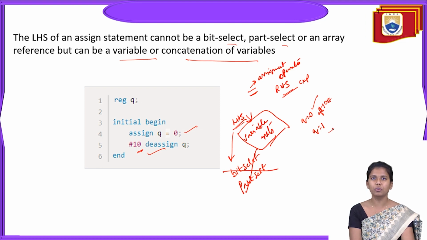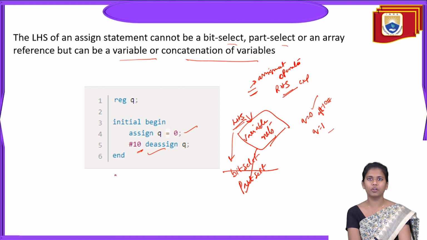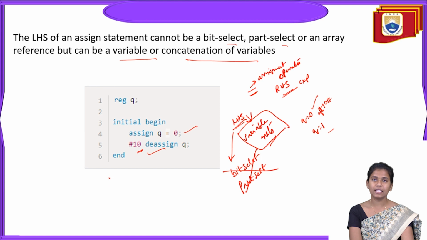So what should I do? If I want to give some value, or change some value of q, I need to do the deassign. So assign and deassign, and then endmodule. So this is about assigning and deassigning.